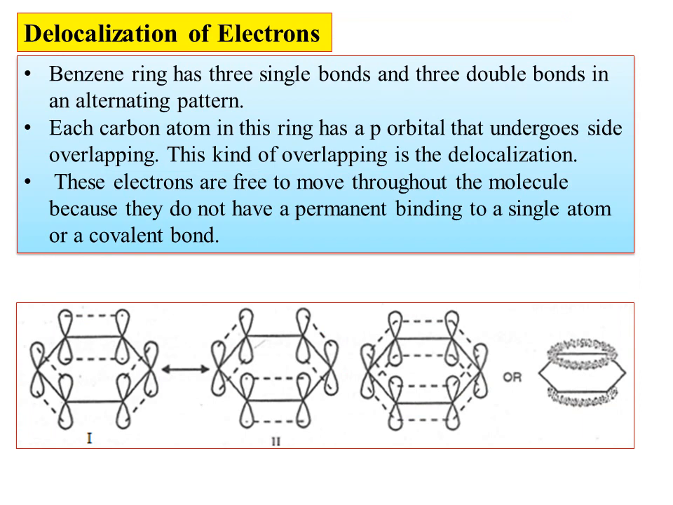Similarly, delocalization of electrons also takes place. For example, when you consider benzene, benzene has three single bonds and three double bonds in an alternating pattern: single bond, double bond, single bond, double bond. Each carbon atom in its ring has a p orbital that undergoes sideways overlapping. This kind of overlapping is called delocalization. These electrons are free to move throughout the molecule because they do not have a permanent binding to a single atom or a covalent bond. Such electrons we call delocalized electrons.